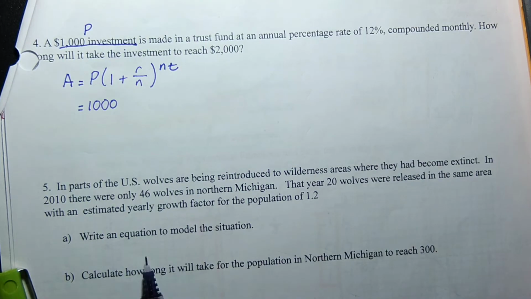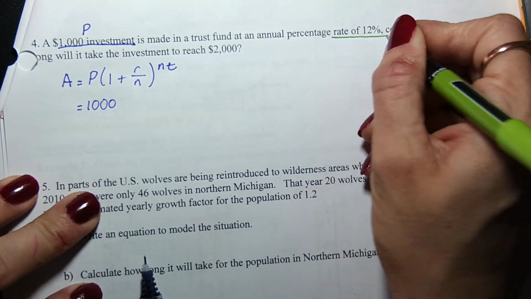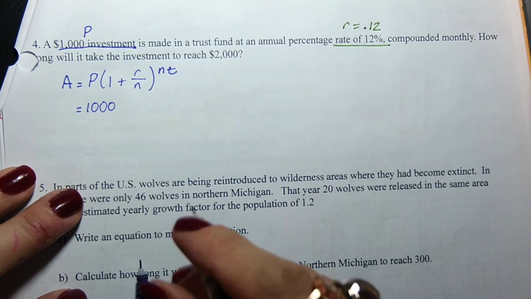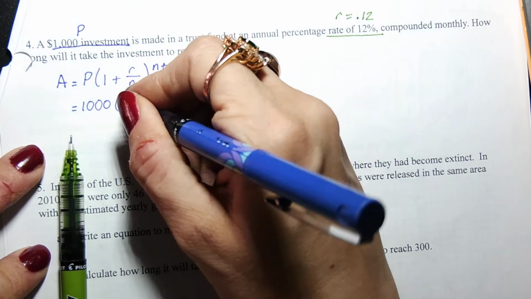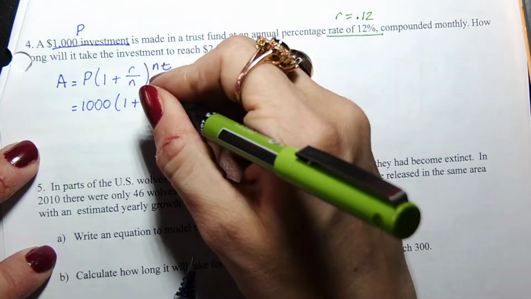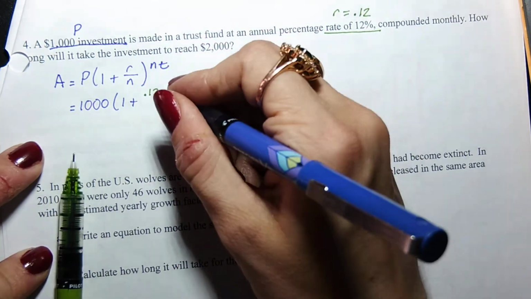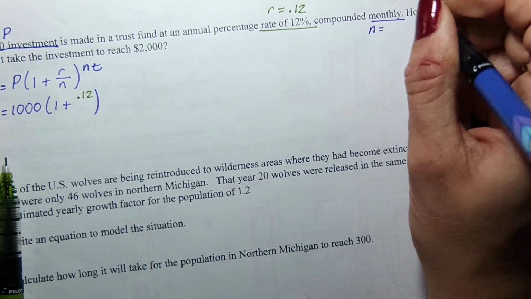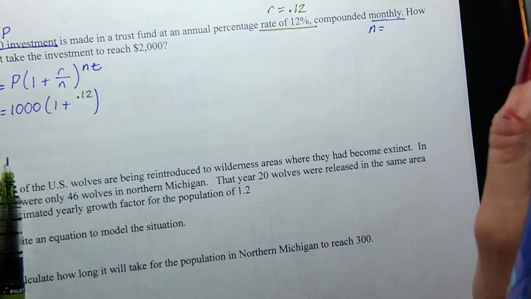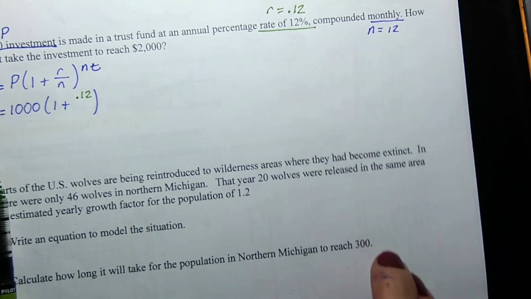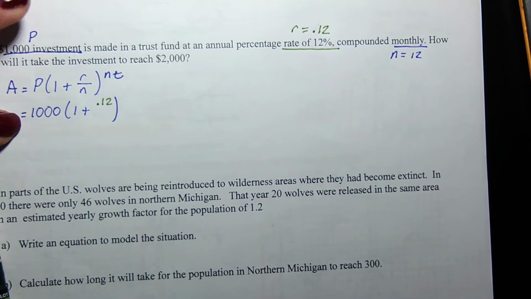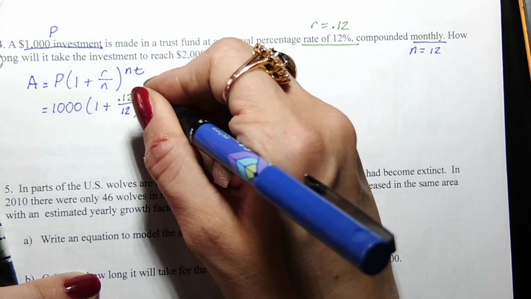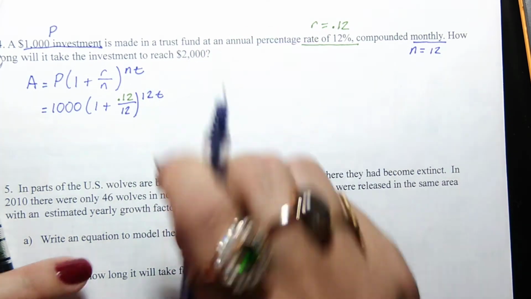Then it says at an annual percentage rate of 12%. So our R will be 0.12, changing that to a working decimal. So 1000 times 1 plus 0.12. If it is compounded monthly, what's our N? How many times per year is that? 12 times per year. So that's how many times they are calculating that interest for us. So divided by 12 raised to 12t.